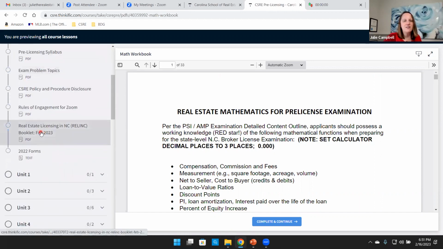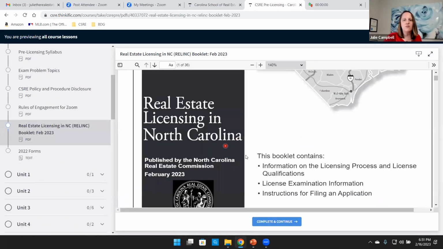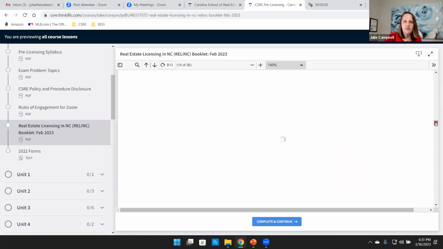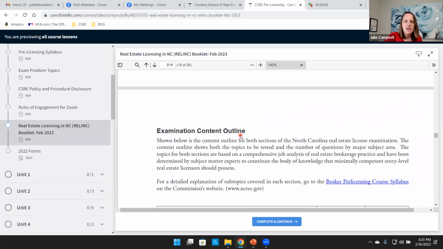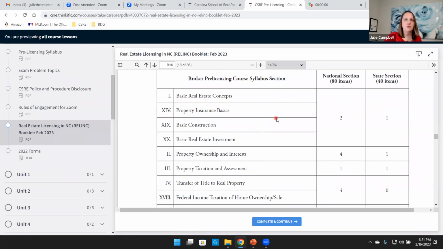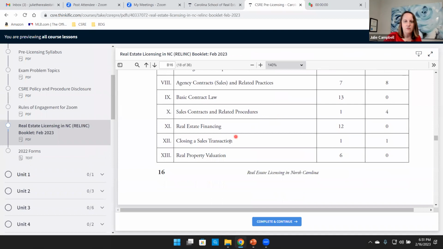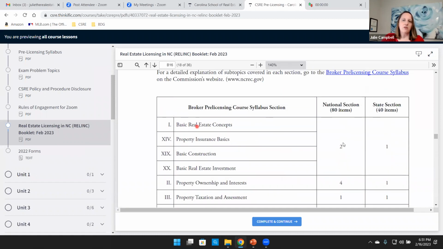But remember too, your Relink book, Real Estate Licensing in North Carolina, this is the booklet that we looked at that said, yay, I passed Julie's class, now what do I do? Within this booklet, I think it's page 17, it gives you the breakdown of how many questions you can expect to see on your state exam. So real property valuation, you're going to get 6 questions. I don't know exactly how many on my test, but I can tell you the weight is about the same. So I'm not saying there's 6 on mine, but the weight's about the same. So use this when you're getting ready for your state exam.